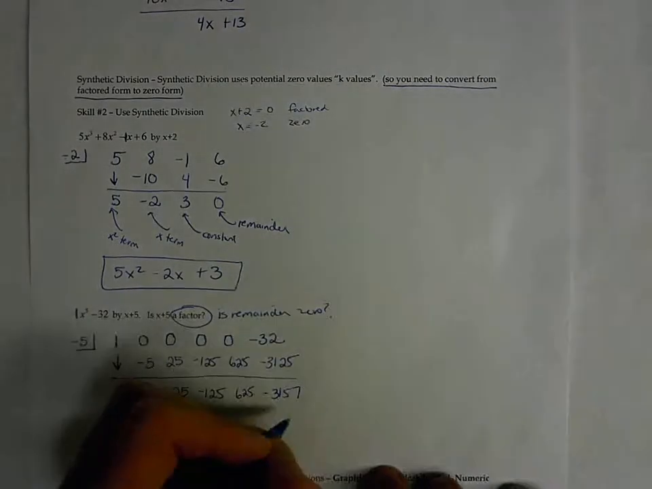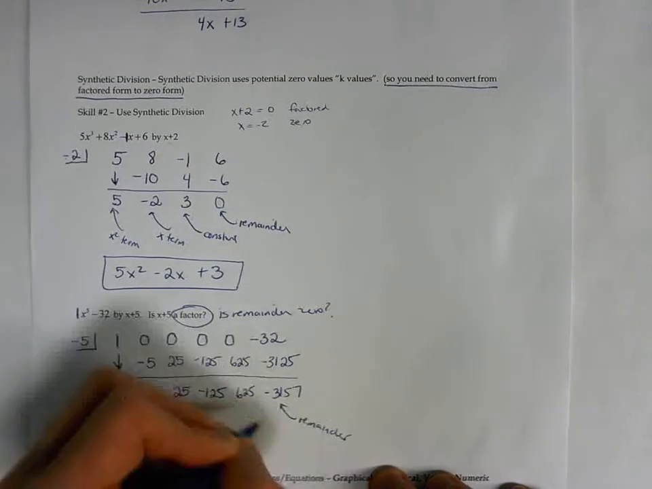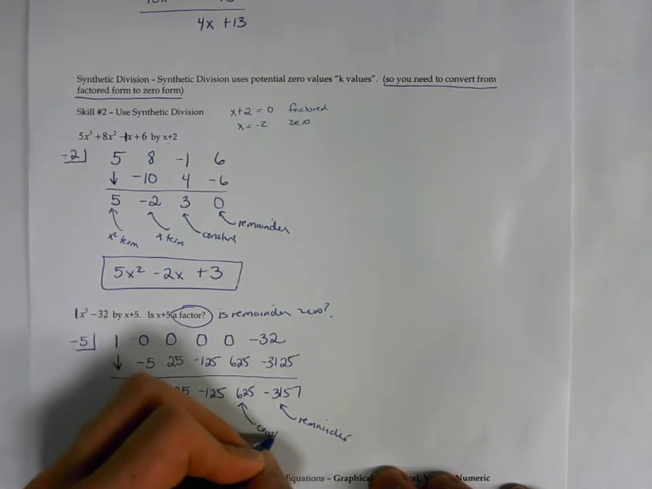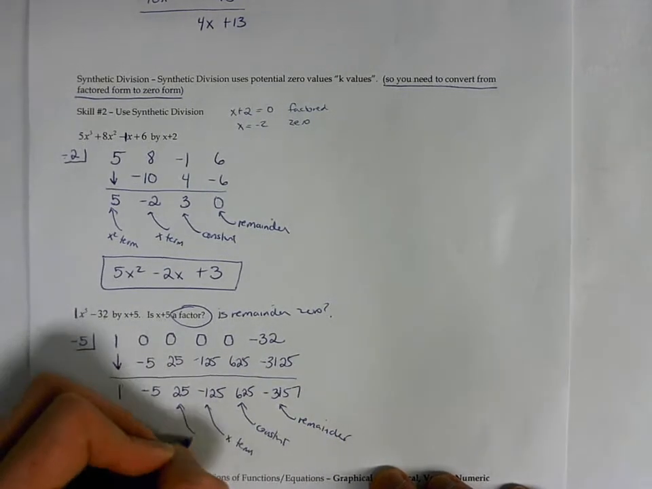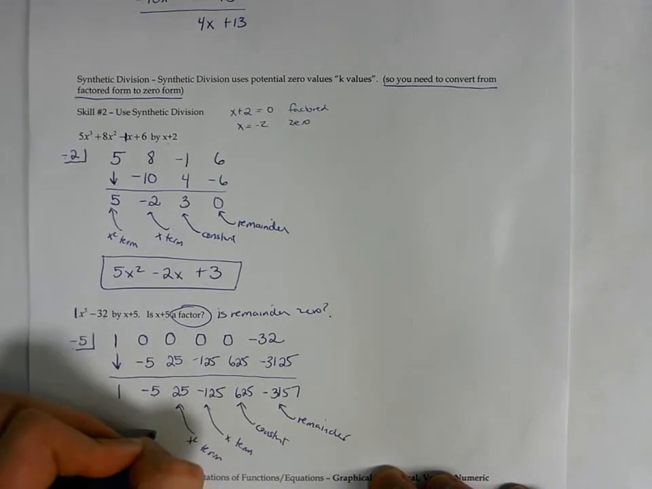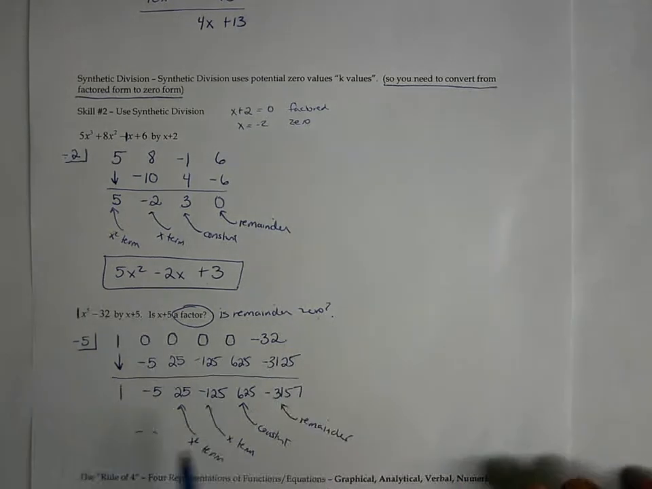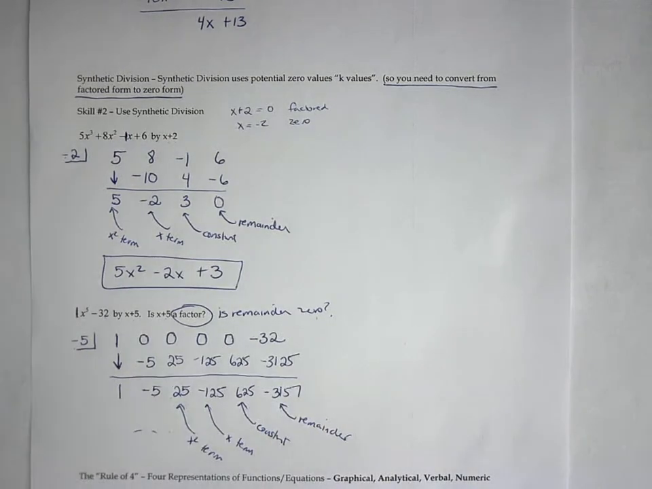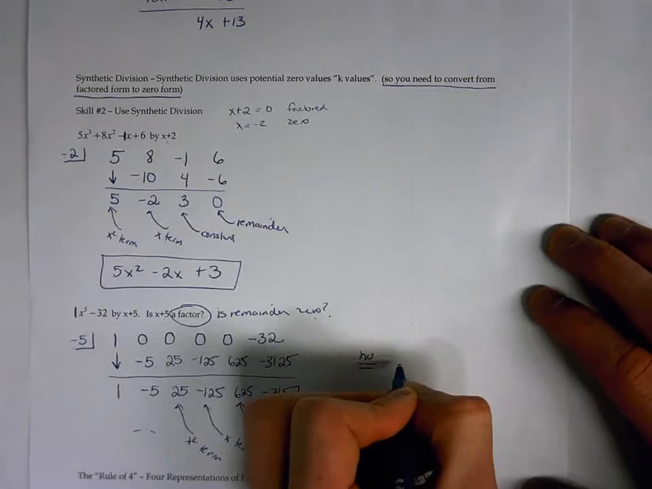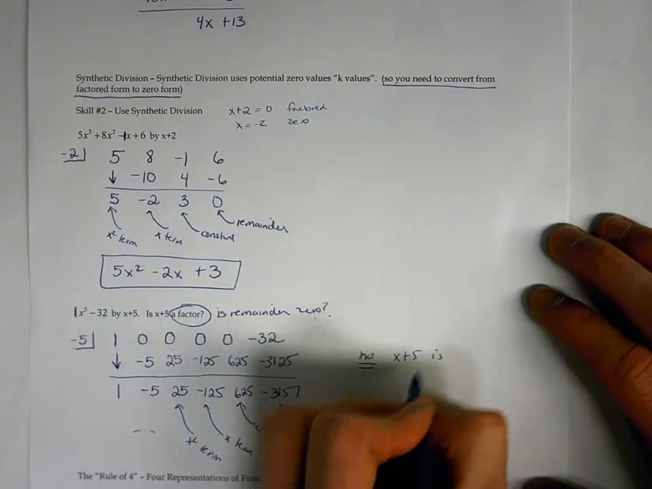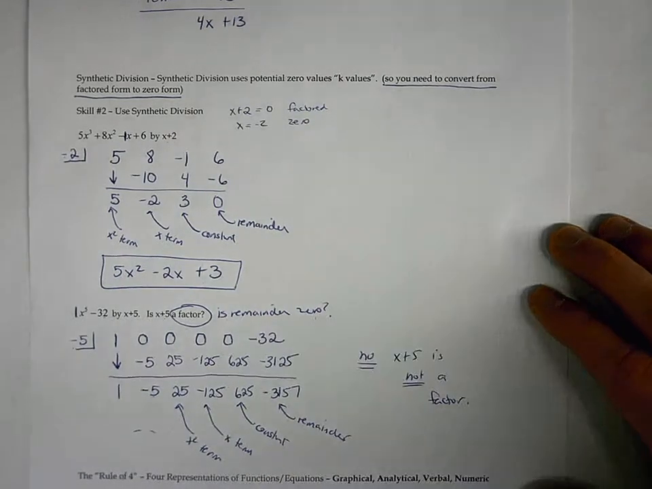And remember, when we've got synthetic division, the back piece here is the remainder. The second to the back is the constant. Then we've got the x term, x squared term, and so forth. And really all I want to know is, is the remainder 0? You can see the remainder is a negative 3,157. So no, x plus 5 is not a factor.